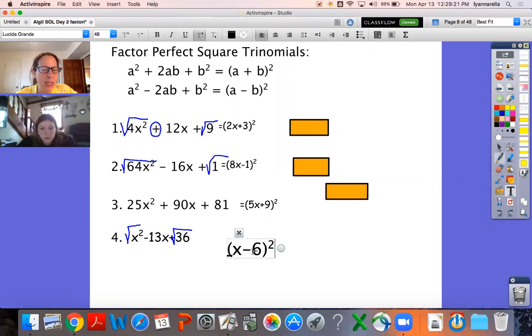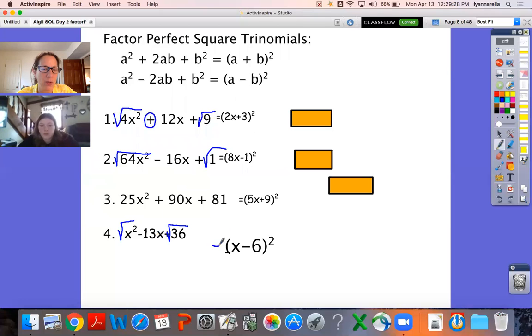But if I say x times negative 6, I get negative 6x. And when I double that, I get negative 12x, which is not the same. So that's why this one is not equal to. This one will not work. Okay.